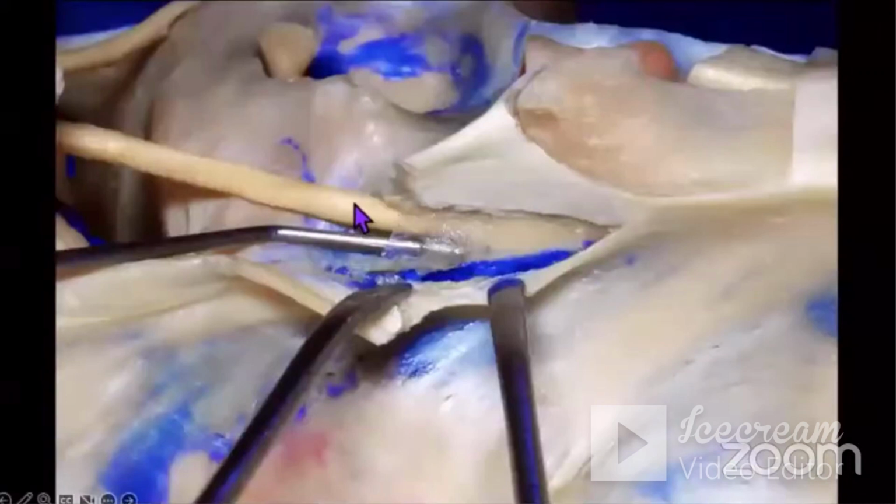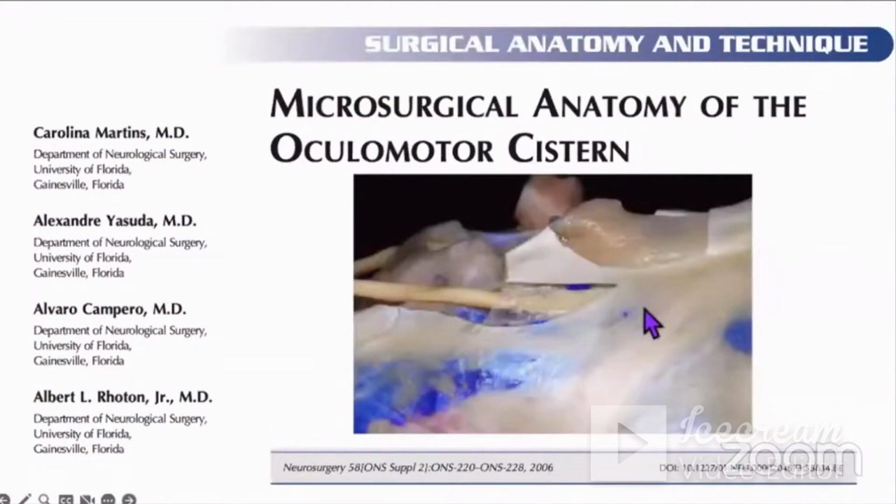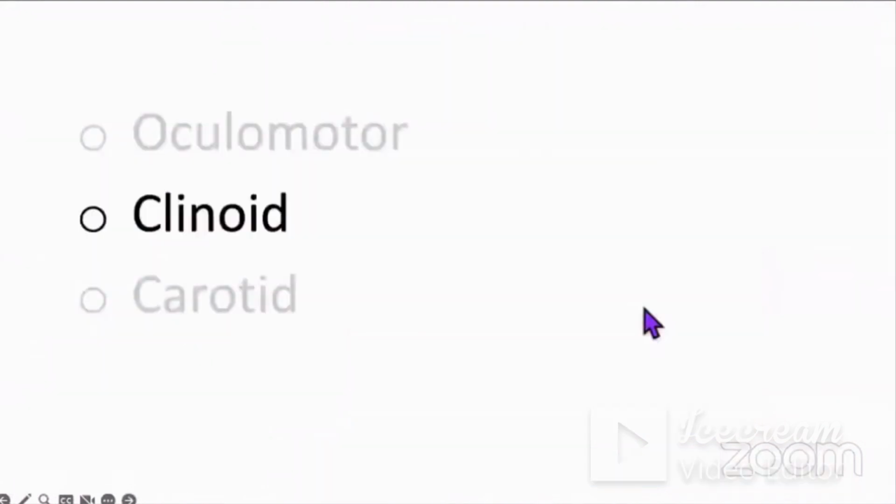Another important thing, when the nerve crosses over the hole in here, it is not inside the cavernous sinus. The third cranial nerve has a cistern. It is about 1 centimeter long, and then it starts to actually cross the cavernous sinus. So we can see here the third cranial nerve, and we have a cistern here. We can see with the dissector, arachnoid. So we published this anatomy of the oculomotor cistern in 2006.